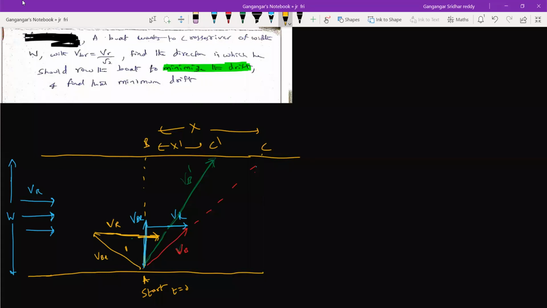So up the stream or down the stream? Definitely, up the stream is where the boat should be rowed. Then only the drift can be minimized. What will happen if he rows down the stream? Then the drift will be more, no? You put one more VBR here, in another color, then you'll be pushed somewhere till here. So to minimize drift, the boatman should row the boat up the stream. This is the core idea to minimize drift.